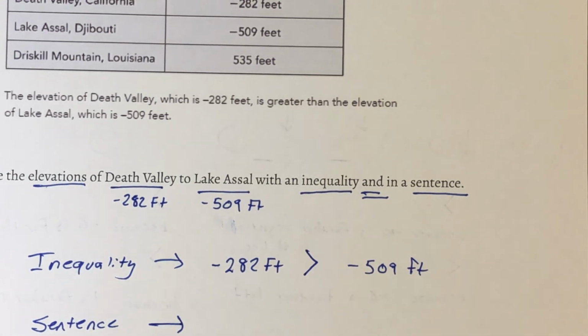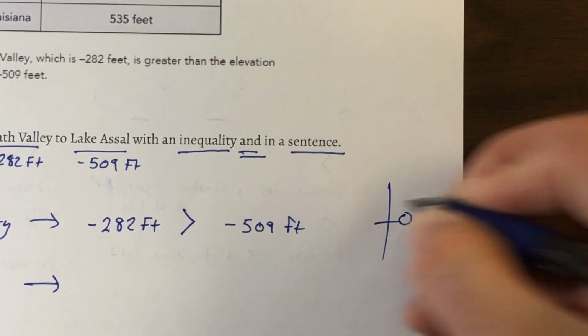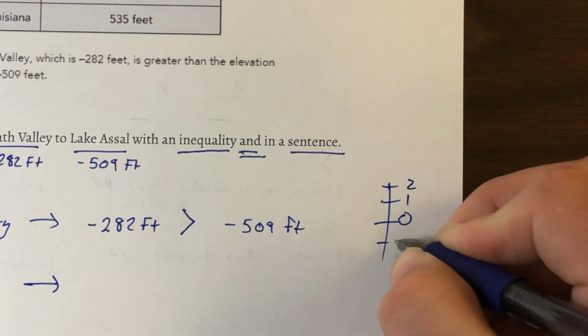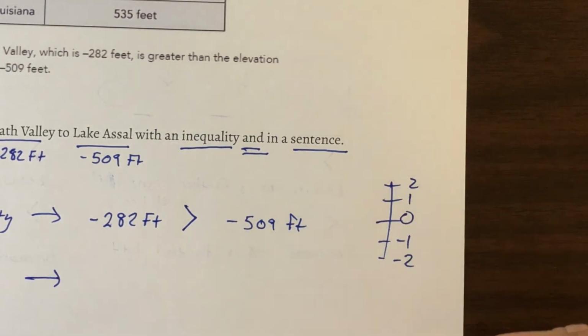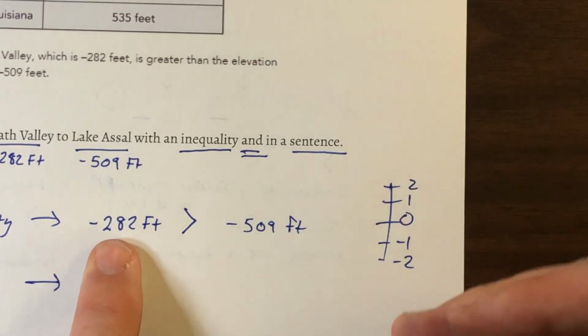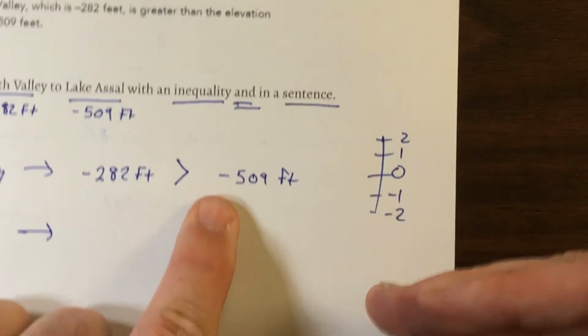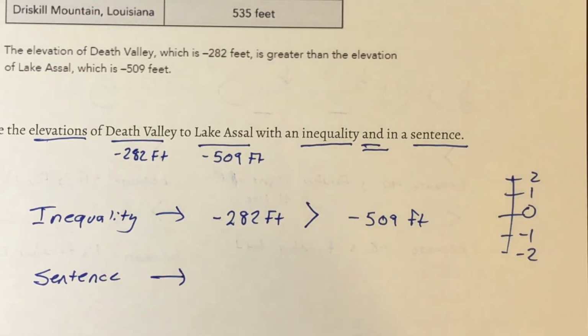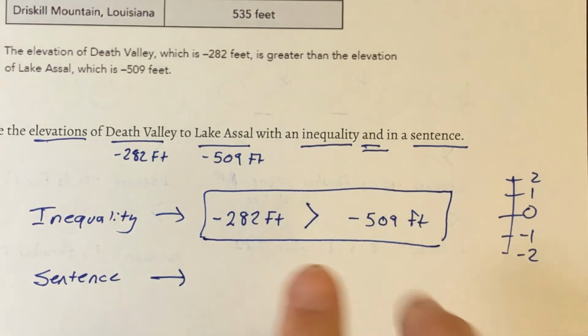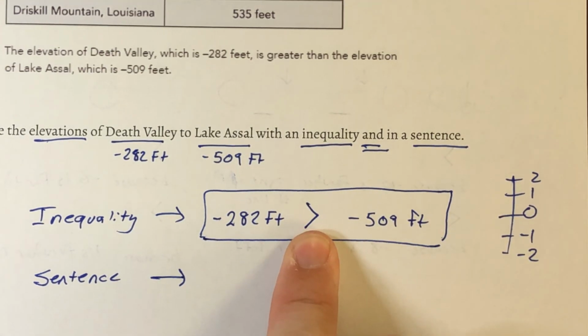They're both negatives. So again, always be imagining this little bit of a number line. So if I thought, all right, which one of those numbers is going to be higher up on a vertical number line? Negative 282 is going to be higher up. Negative 509 is going to be way farther down. Okay, next, I need a sentence. So same setup, but instead of an inequality symbol, we're going to use context words, or words that fit the context. We're dealing with elevation, or above or below sea level. So we're going to use words like higher or lower.